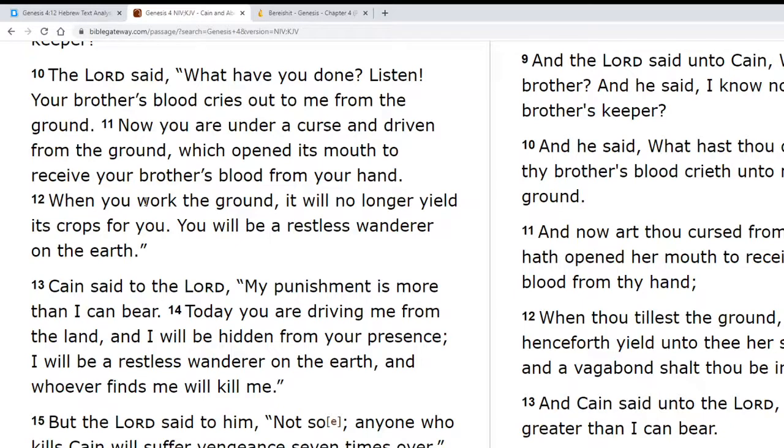NIV, when you work the ground, it will no longer yield its crop for you. I guess this is, yeah, I kind of understand this better because it earlier said that he works the ground, but you will be a restless wanderer. So they're doing na vened as a restless wanderer on the earth.